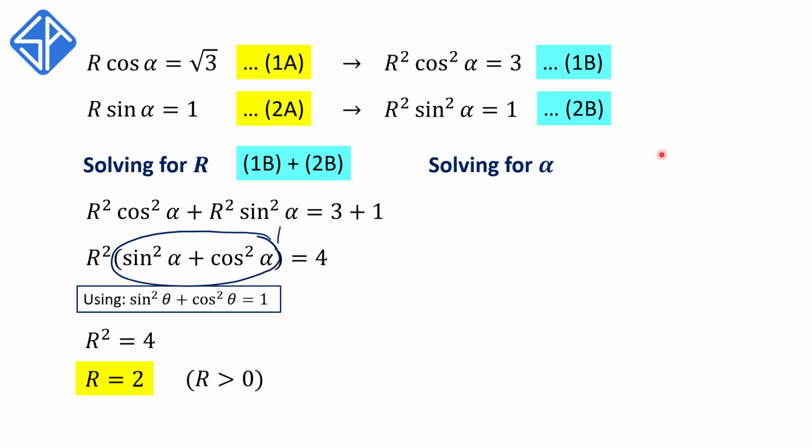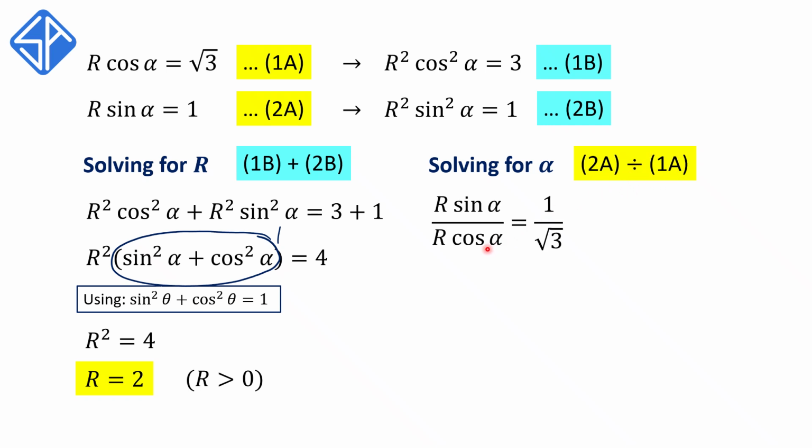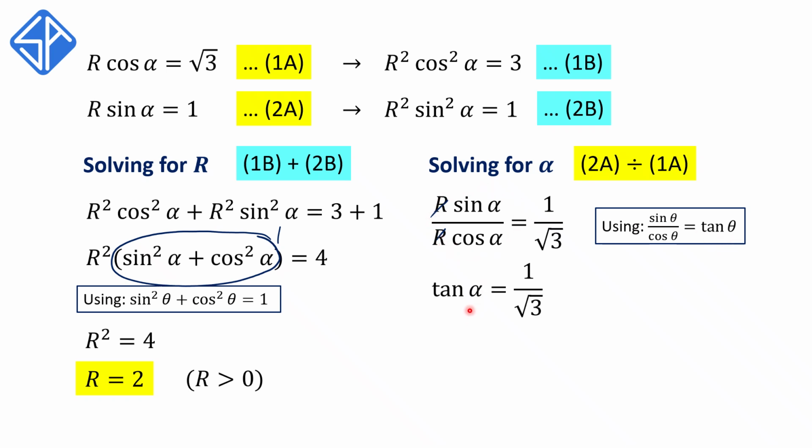To solve for alpha, we're going to say equation 2a divided by equation 1a. So we're going to get r sine alpha over r cos alpha is equal to 1 on root 3. The r will cancel out, and we're going to make use of the identity sine theta on cos theta is equal to tan theta, and we're going to rewrite sine alpha over cos alpha as tan alpha is equal to 1 on root 3.